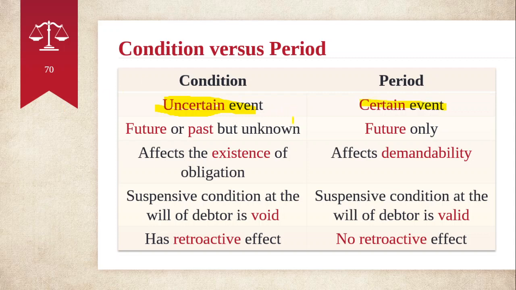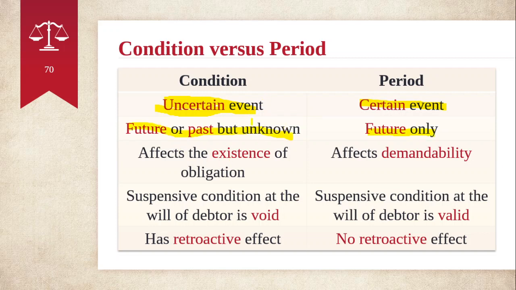Or pag sinabi ko, babayaran kita or magbibigay ako sa iyo ng 1,000 per month until December 2022. Okay? Future, December 2022, and certain. Sure naman tayong dadating si December 2022, right? Okay? That is a period, hindi yun condition. Alright? Huwag tayong mabola. Okay? And, pag sinabing condition, pwedeng future or past but unknown. Pero pag sinabi natin period, dapat future lang.